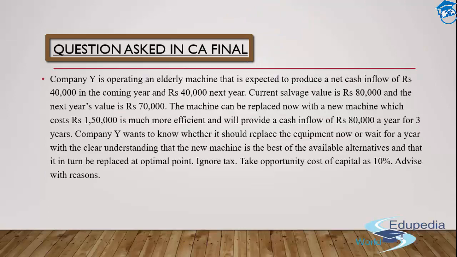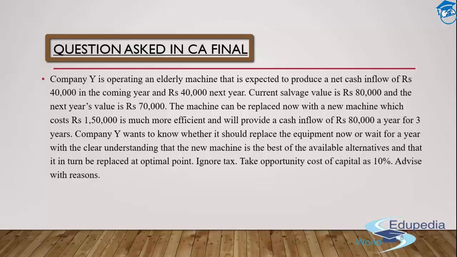Company Y is operating an elderly machine that is expected to produce a net cash inflow of rupees 40,000 in the coming year and 40,000 in the next year. The current salvage value we would receive if we sell off that machine this year, year 1, will be rupees 80,000. If we don't sell in the current year and sell the machine next year instead, we will get a value of rupees 70,000. The machine can be replaced now with a new machine, which will cost us rupees 1,50,000.